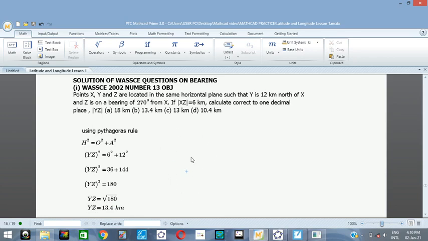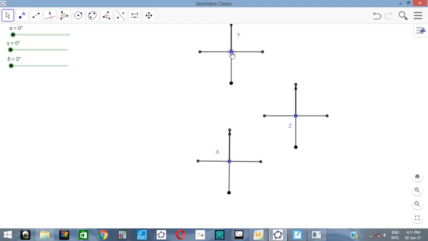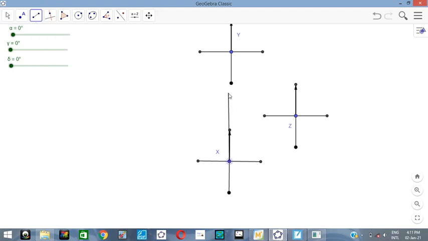So let me just demonstrate this using GeoGebra so that you get what we are saying. You can actually solve this question from scale drawing. You can sketch this drawing, just take a scale. Take your ruler and get a scale. Let me demonstrate it with this GeoGebra so that you see it well. So if these are my three points X, Y, and Z, we say Y is standing north of Z. So Y should be somewhere here. Let me connect them with a line.